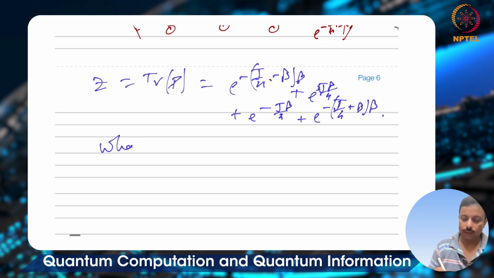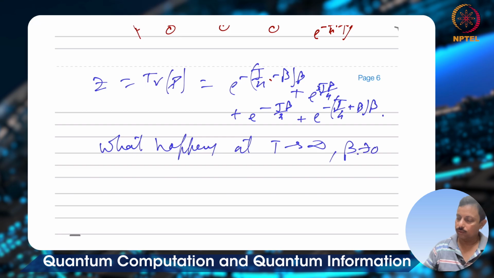What happens at t goes to infinity? So then beta goes to 0. Okay. So once beta goes to 0, the matrix reduces to a diagonal matrix. This is 1 by 4, and I have 1 1 1 1, and all other terms are 0.